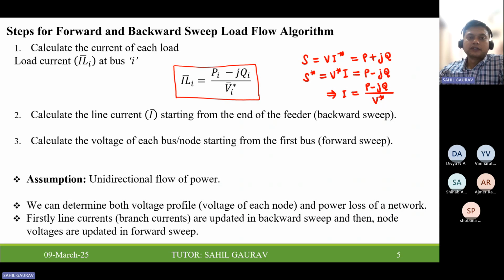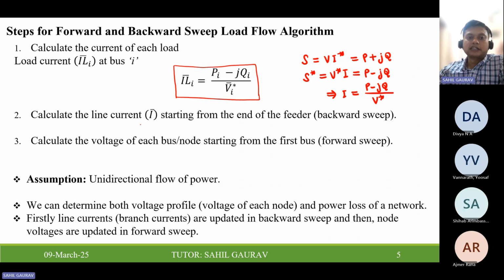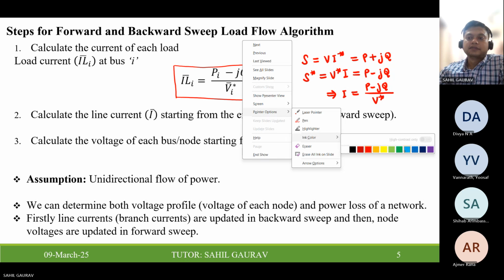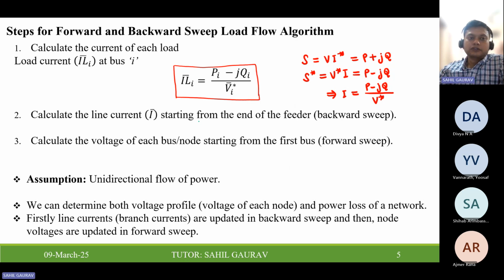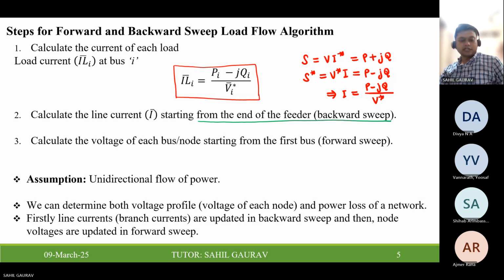After finding the load current at different load nodes, we will find the line current starting from the end of the feeder. Sir has already taken one example in lecture number 19. You can refer to that lecture and understand more about how we apply this, how we find the line current, which we call backward sweep. It is very simple, and we will solve a problem also today.